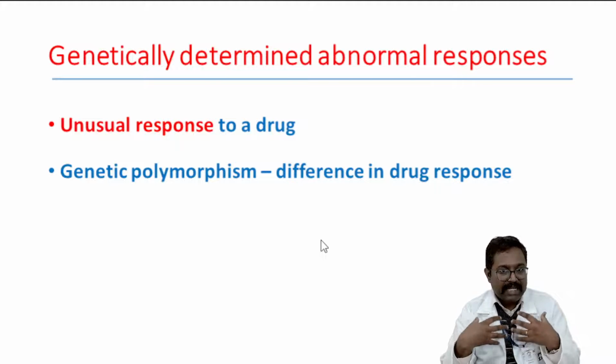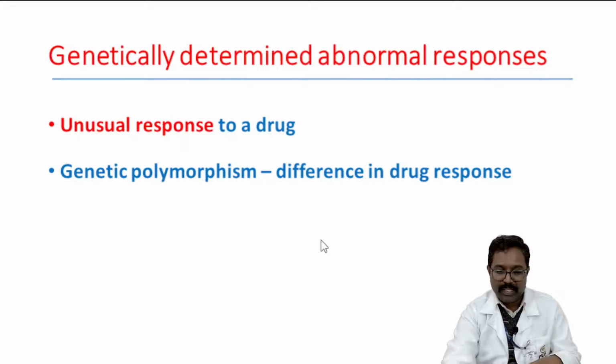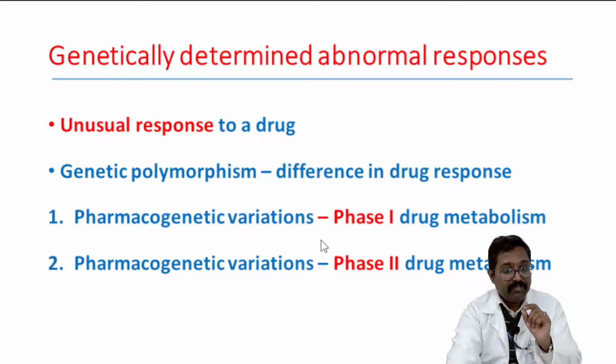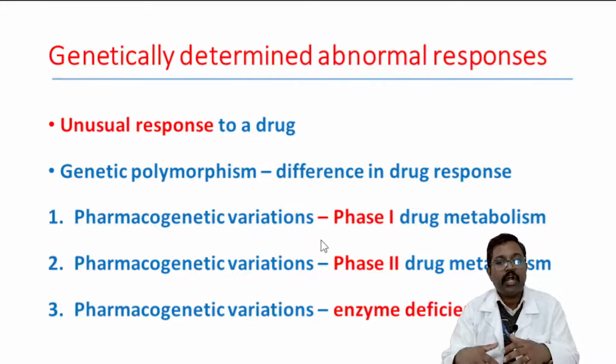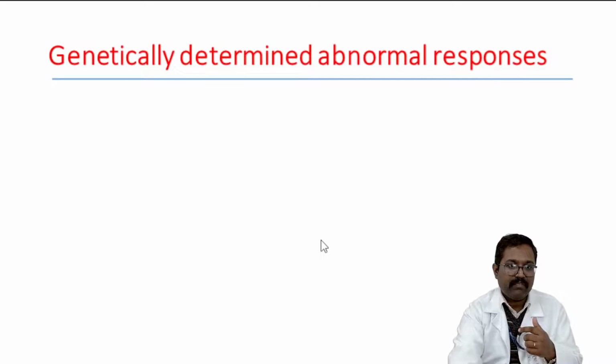So based on the genetic setup of an individual, the individual is going to react to the drug administered. Each individual will respond to the drug in a different way. There are some examples to remember: pharmacogenetic variation which occurs in phase 1 drug metabolism, during phase 2 drug metabolism, or due to enzymatic deficiency. Let us take them up one by one.